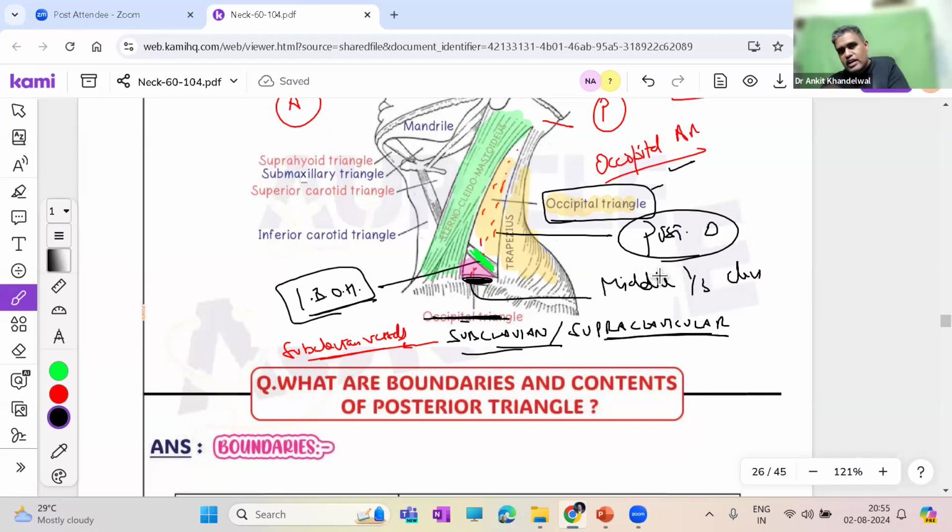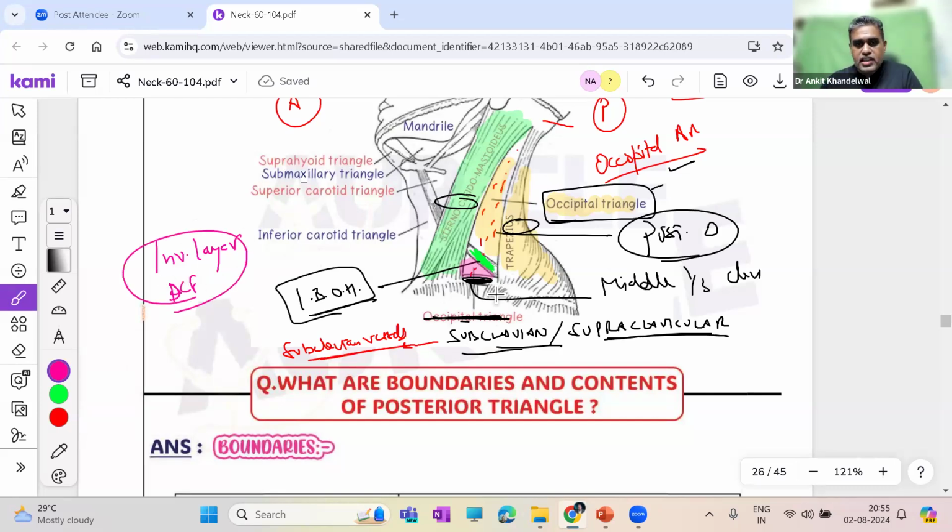And if I ask you right now, which fascia was covering the sternocleidomastoid and the trapezius? Think about it. We just covered it half an hour back. The answer will be investing layer of deep cervical fascia. This covers up these muscles.